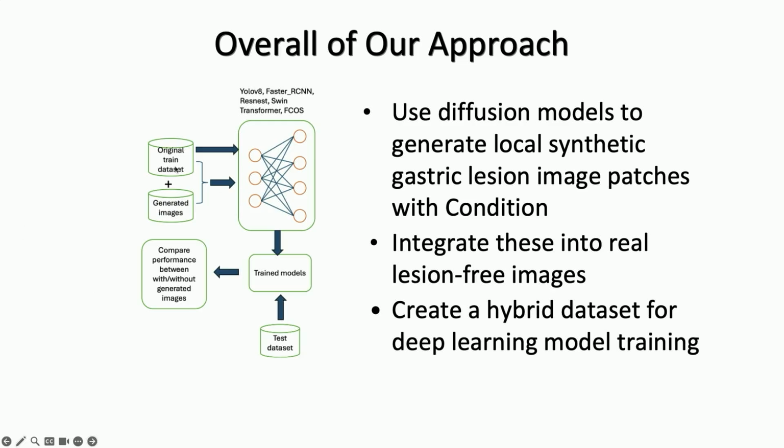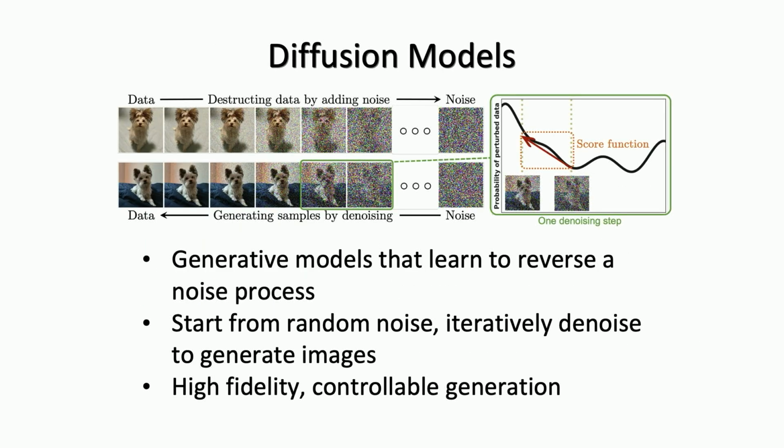First, we want to use the training data set that we already collected to train a diffusion model that can generate more synthetic gastric cancer images. Then we add these synthetic images into our data set to enhance the performance of the model. I don't want to introduce the detailed technique more, because Professor Lin introduced it very well.